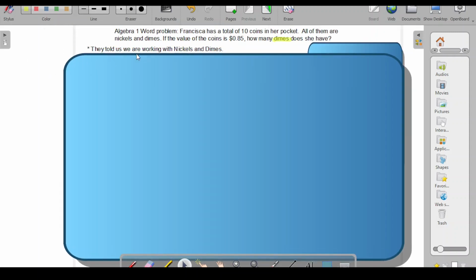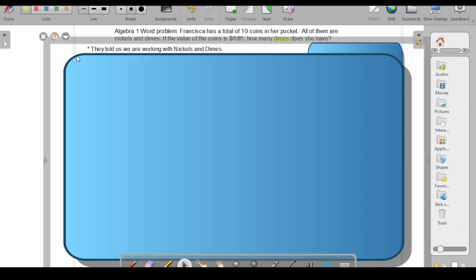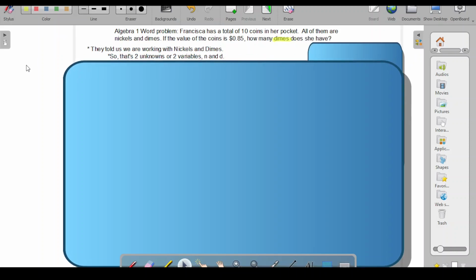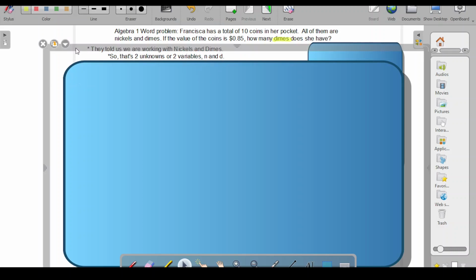They told us we are working with nickels and dimes. Okay, nickels and dimes. So that's two unknowns, or we call them two variables. If somebody uses the word unknowns, they really mean variables. If they use the word variables, they're talking about unknowns. So that's two unknowns, and we'll call them N and D.